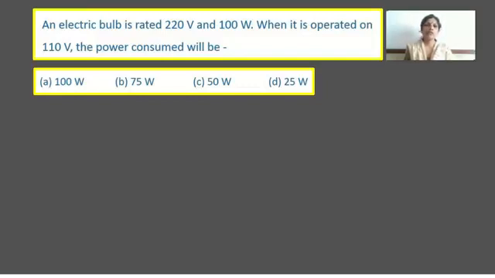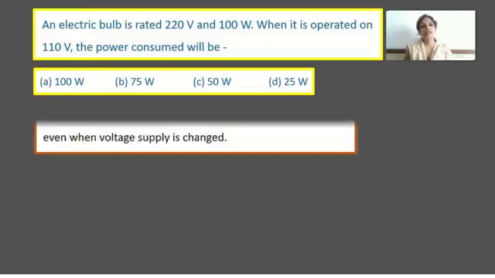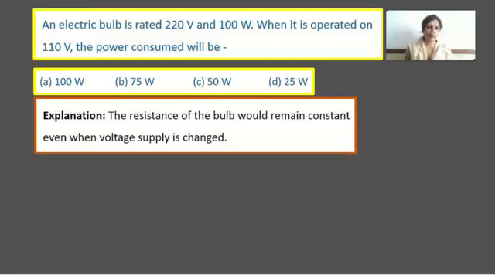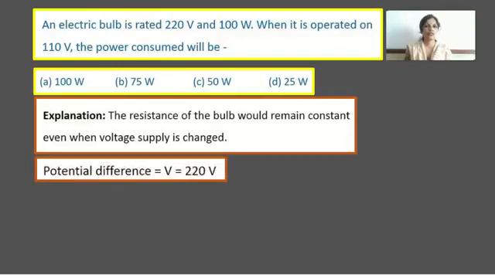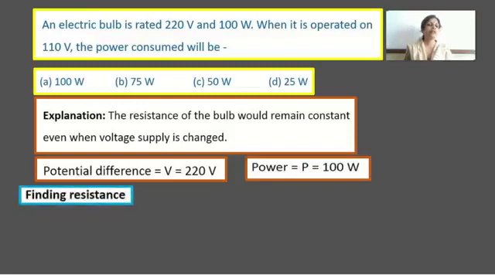So what will we do? We will first find out the resistance of the bulb. Alright. So we are given potential difference as 220 volt, power as 100 watt. So let's find out the resistance. For that we will make use of the formula P is equal to VI.